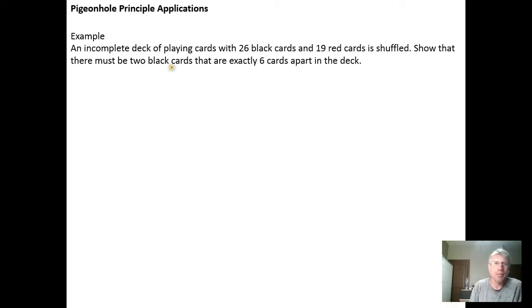So here's another problem just like it, different context but same principle. Suppose we have an incomplete deck that has 26 black cards and 19 red cards, and we shuffle those cards all together. We show that there must be two black cards that are exactly 6 cards apart from each other in the deck. So I'm going to let b sub i represent the position of the ith black card in the deck.